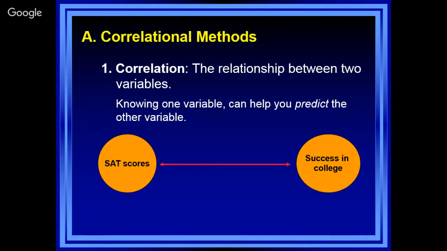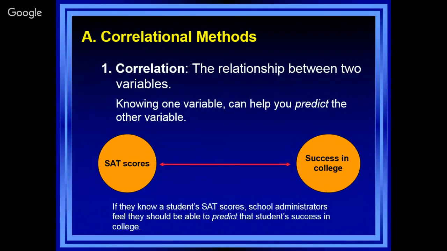I'll give you two variables here that research does suggest are strongly correlated. And what it means is, if I know about either one of these, success in college or SAT, I can then predict something about the other variable. Because administrators, the reason that we do SAT scores is because administrators feel that if they know a student's SAT scores, then they can predict that student's success in college down the road. Because it turns out these two variables are strongly correlated, meaning knowing about one can help you predict the other.